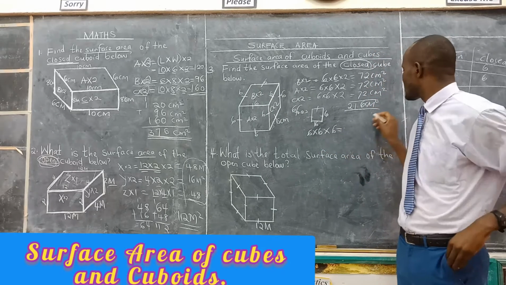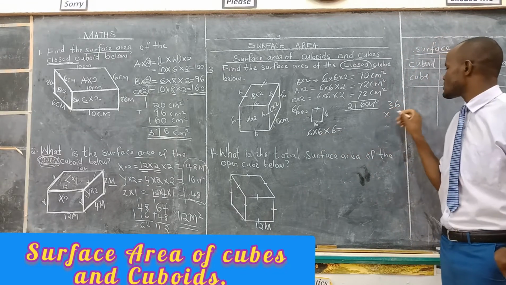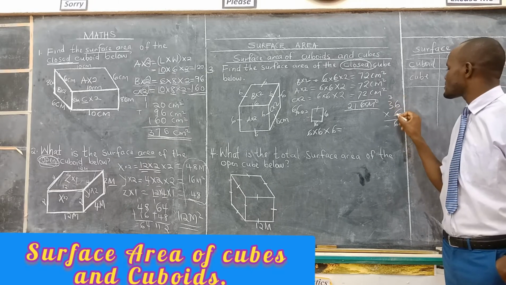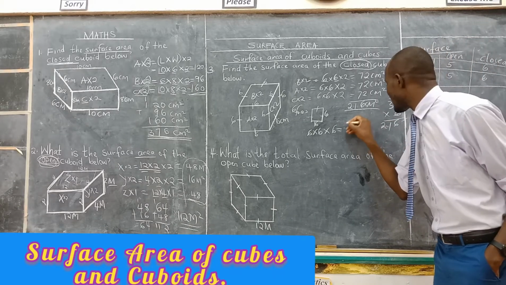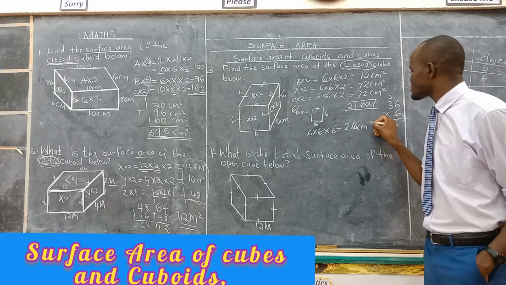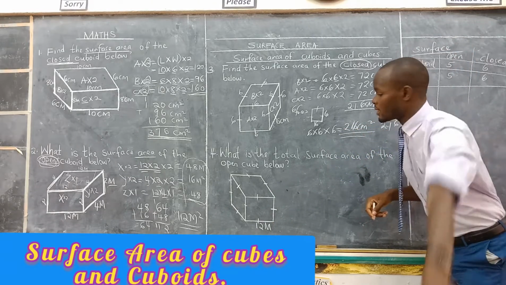6 times 6, you get 36. 36 times 6. 6 times 6, you get 36. 6 carry 3. 6 times 3, you get 18 plus 3, you get 21. So the area becomes 216 centimeters square. So that is a shortcut.